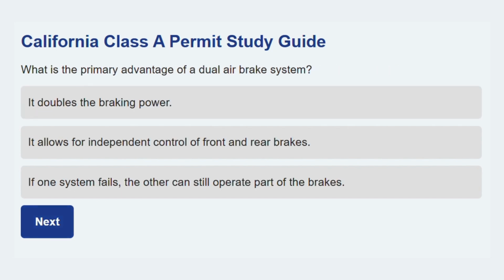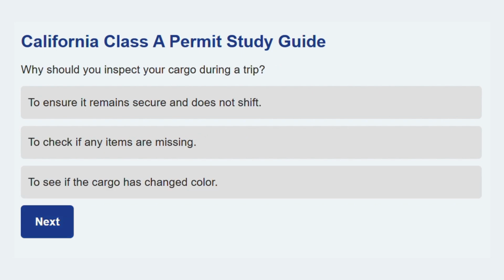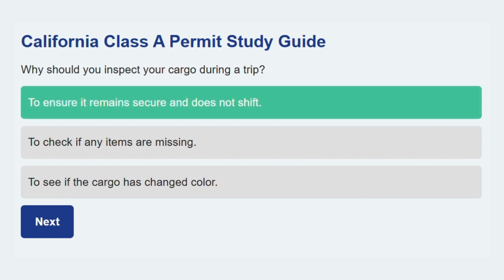And the next point. What is the primary advantage of a dual air brake system? If one system fails, the other can still operate part of the brakes. This provides a critical safety backup for braking. What's next? Why should you inspect your cargo during a trip? To ensure it remains secure and does not shift. Shifting cargo can affect vehicle stability and create hazards.